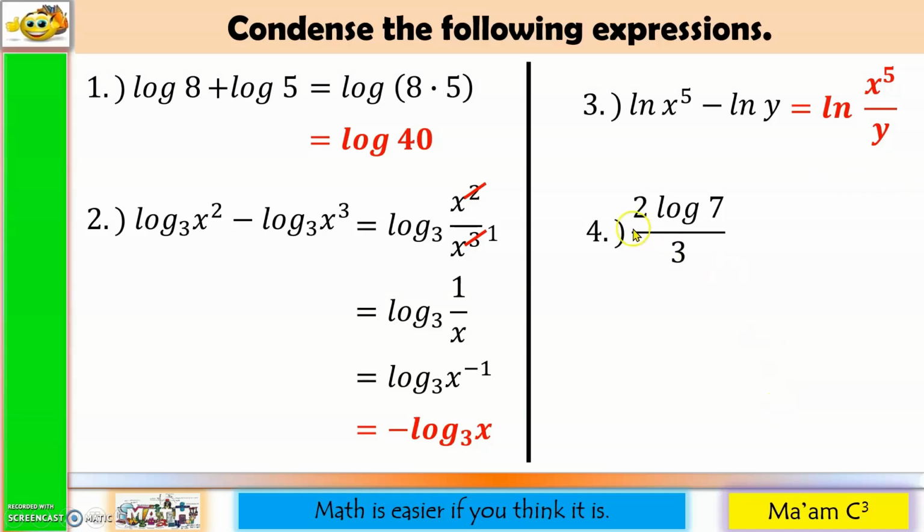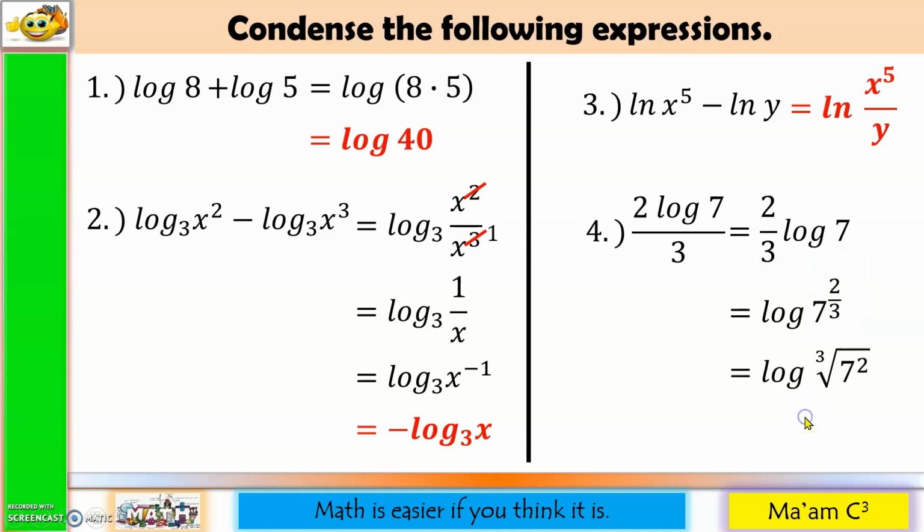Another one. So we have 2 times the log of 7, all over 3. So first, let me isolate 2 over 3 here. So this will be 2 over 3 times the log of 7. And then I'm going to bring up 2 over 3 here. I'm going to make it the exponent of 7. So this will be log of 7 raised to 2/3. And then I'm going to convert this into radical form. So it will be log of the cube root of 7 squared. And 7 squared is 49. So I have the logarithm of the cube root of 49.